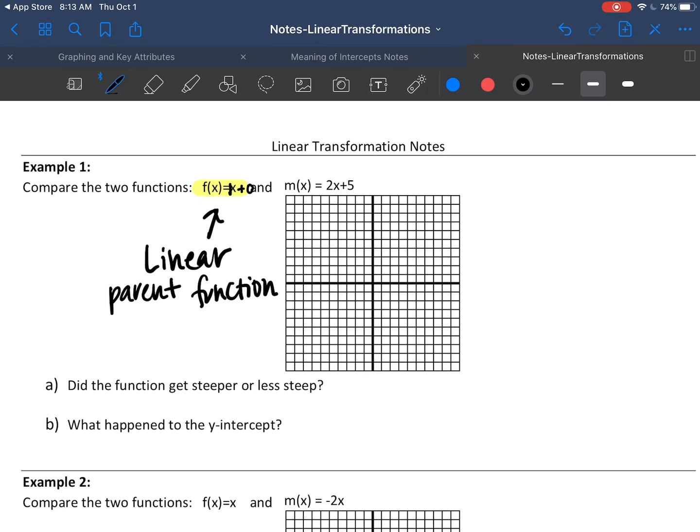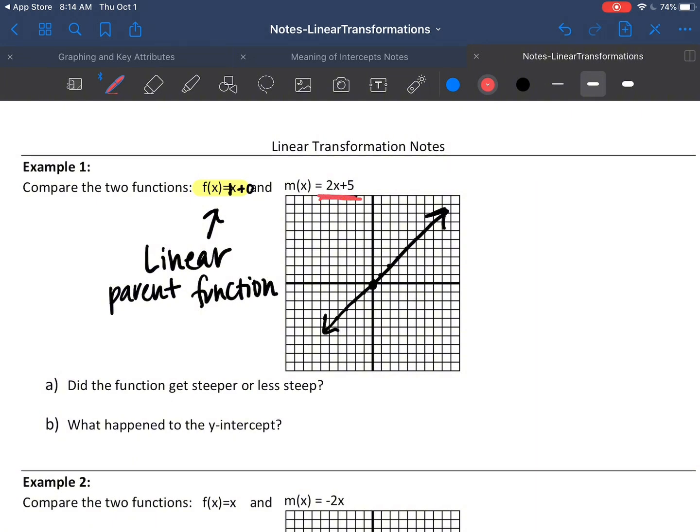To graph this, we would start at 0, and then our rise over run would just be up 1 over 1. Then we can go back. It's kind of a boring line, and that's why we call it the parent function. All other lines in y equals mx plus b, for example this one, are just transformations of this one parent function.